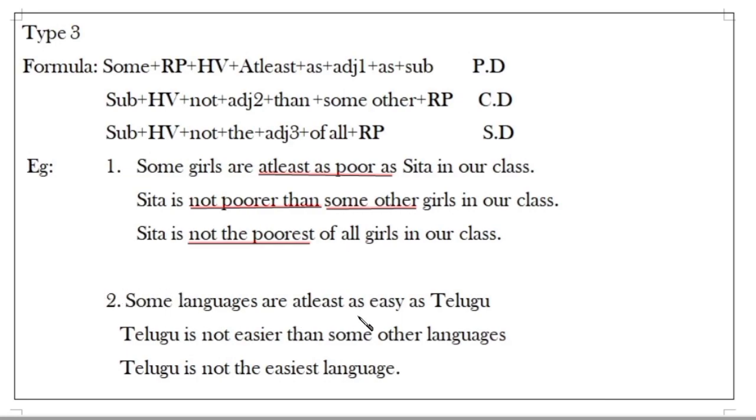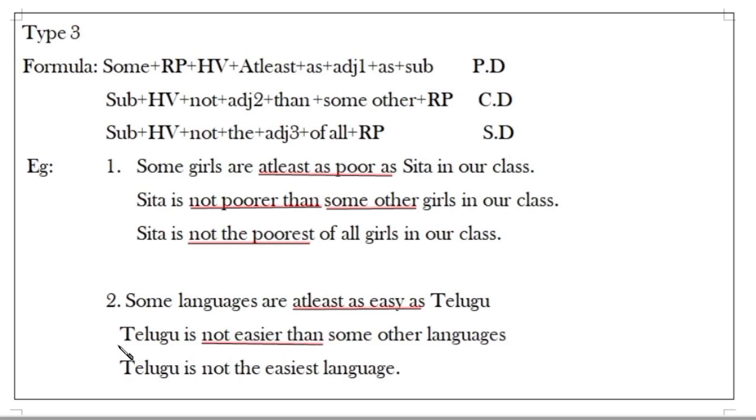One more example. Some languages are at least as easy as Telugu. That means here Telugu is not the easiest language. Some languages are at least as easy as Telugu. So the comparative degree gives the same sense: Telugu is not easier than some other languages. So the sense does not change. You should keep that in your mind.